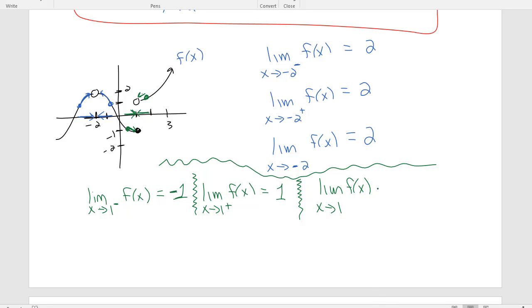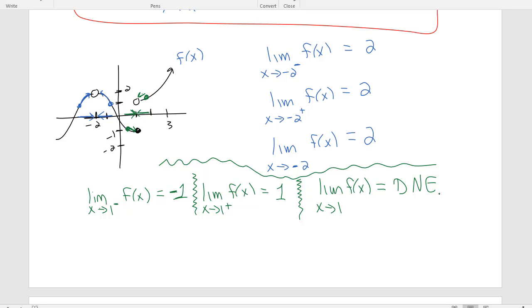Well, based on the definition, in order for this two-sided limit to exist, the left-hand limit and the right-hand limit have to have the same value. And we can see in this situation that's not occurring. As we approach 1 from the left, we're getting a value of negative 1. As we approach 1 from the right, we're getting a value of positive 1. So what we're going to say about the two-sided limit is that it does not exist. Shorthand, what you typically see in a textbook is we write DNE. That limit does not exist.